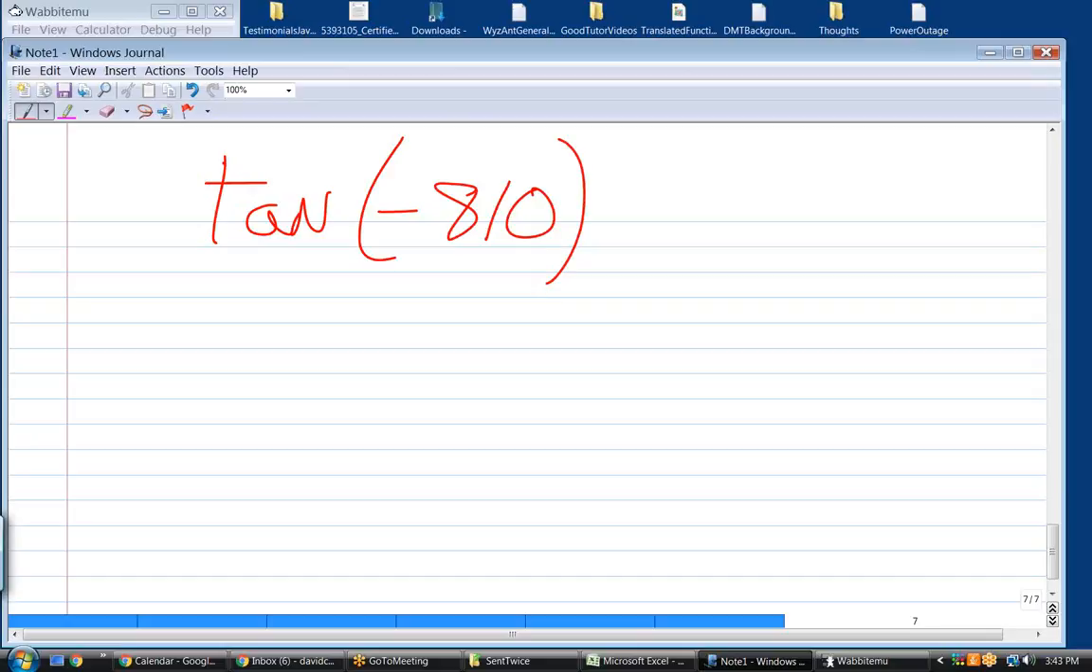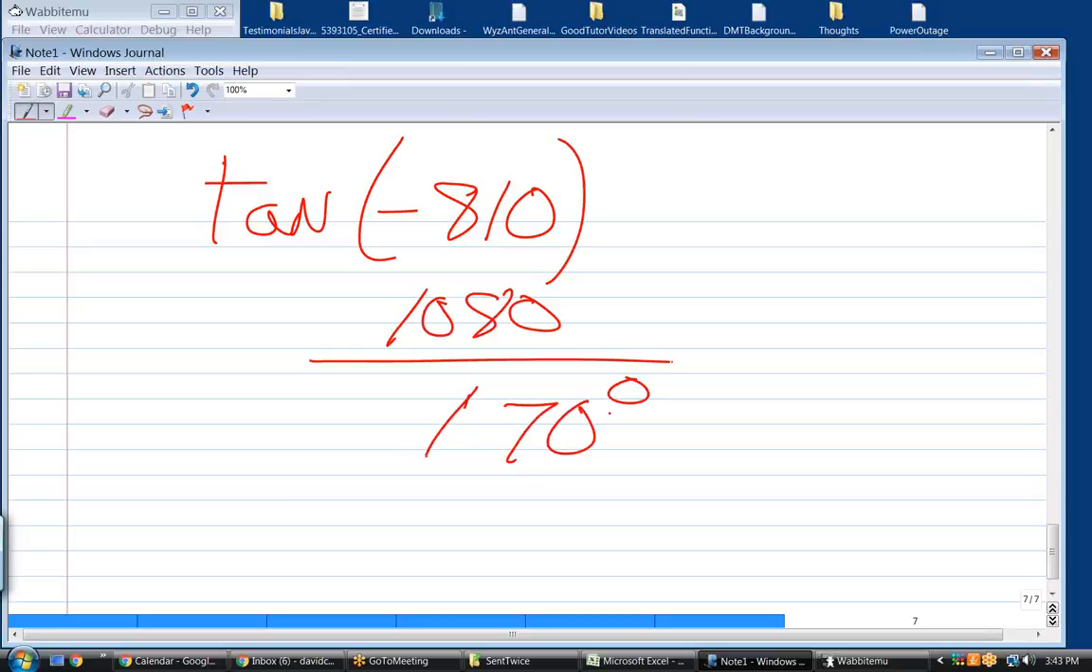There's two ways. If I'm merely looking for the reference angle and not the answer, then I'm going to add as many 360s as I have to get this thing between 0 and 360. Well, I can add 360, that doesn't do it. I can add 720, that doesn't do it. But if I add 1080, 3 unit circles, now I end up with 170 degrees. That's the reference angle.